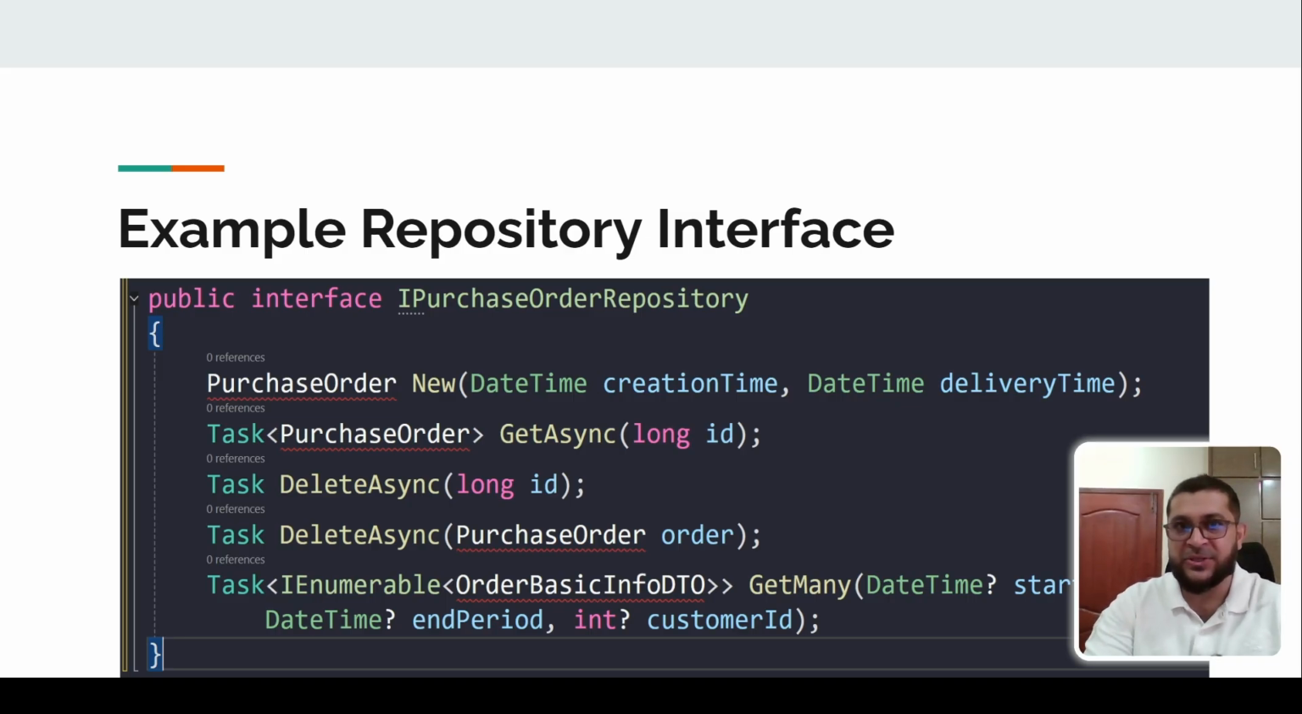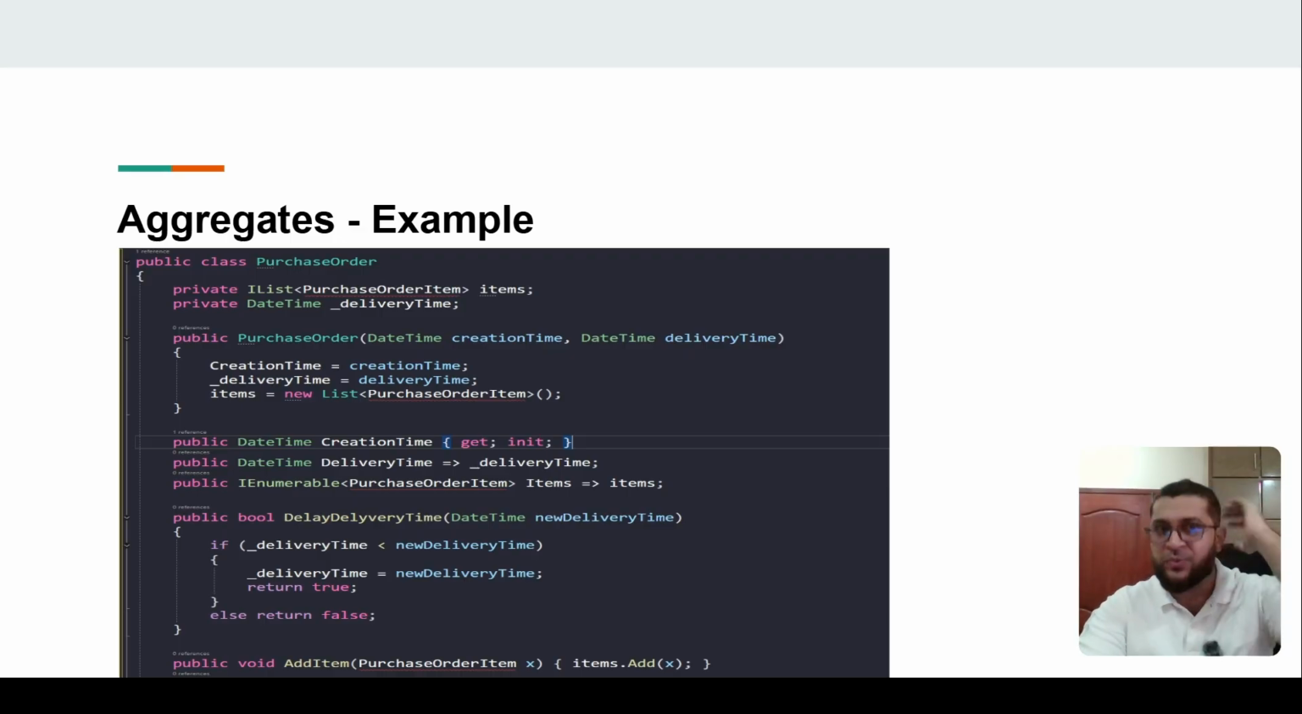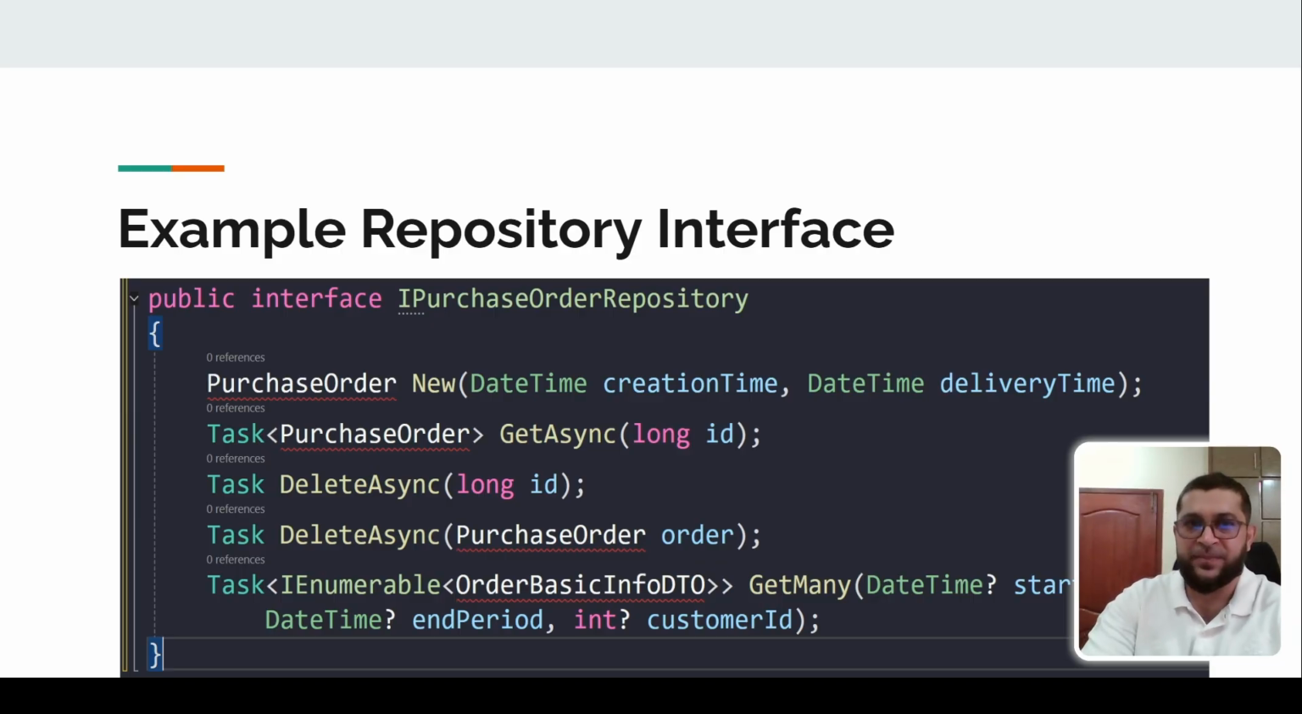An example of this repository pattern is the purchase order. For example, in the previous slide, we saw this is a purchase order. This is one aggregate. And what is the root aggregate? Purchase order is the root aggregate. And what is the child entity? Purchase order item is the child entity. So this aggregate will need one repository. Here is the rule. This is an example of the repository. We have add, get async, delete async with the purchase order, and get list. So this is all the functionality it will provide, and it will need the interface.